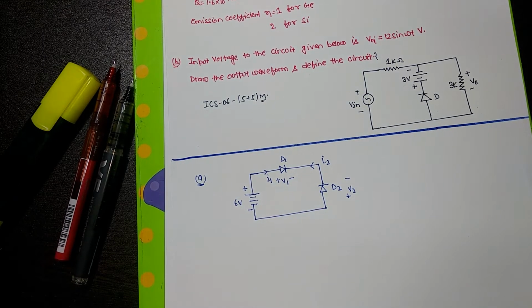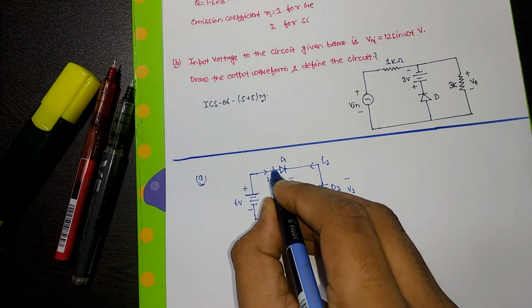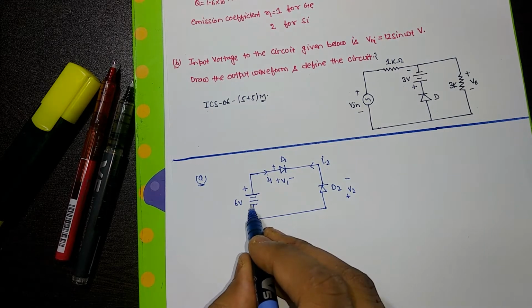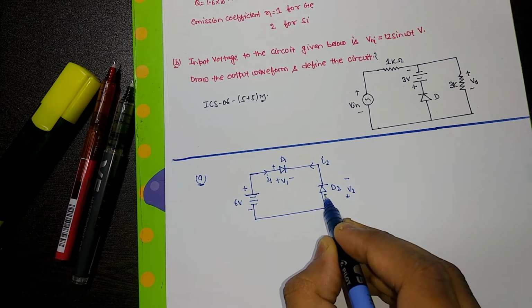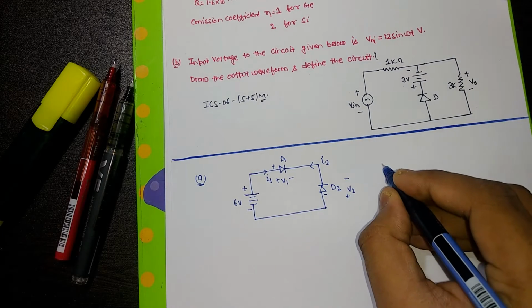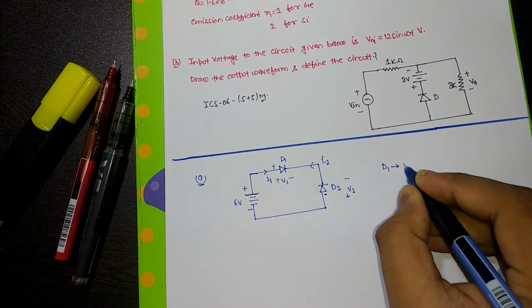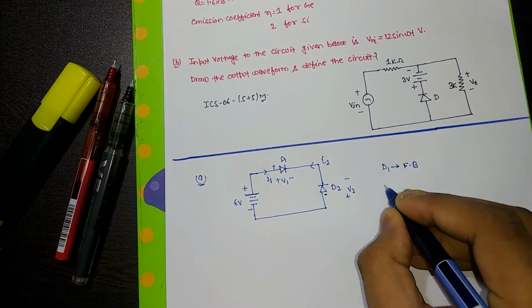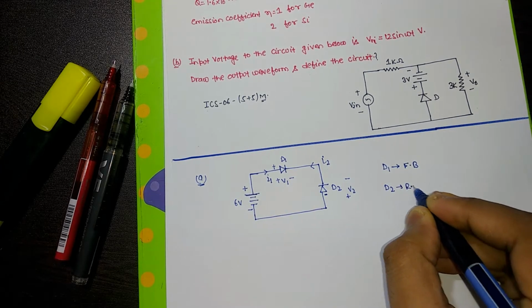Now, on looking at this circuit, this simple arrangement, you can tell just by looking at it, because of the 6 volt battery source, that diode D1 will be in forward bias while D2 is in reverse bias. Why? The positive terminal is connected with the positive part of diode D1 and the negative terminal is connected with the positive part of diode D2. So diode D1 will be in forward bias and diode D2 will be in reverse bias.